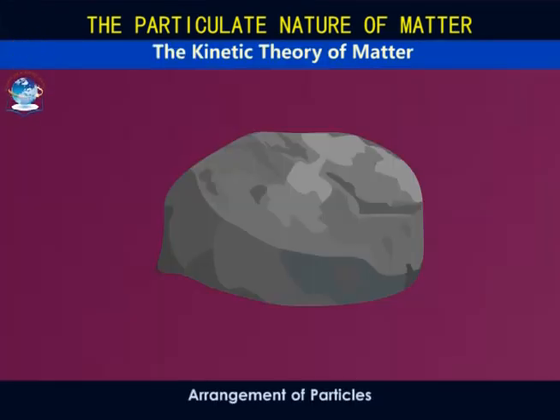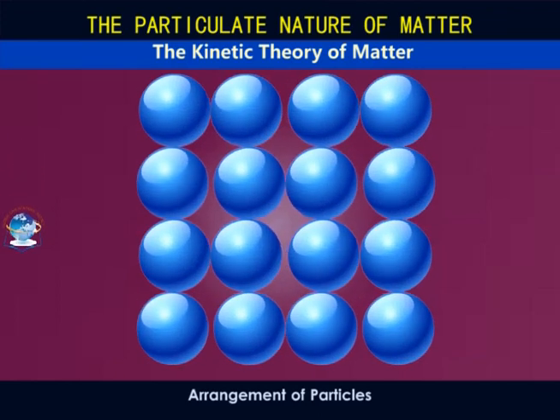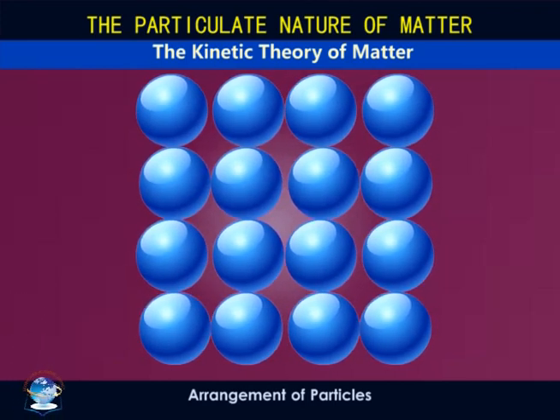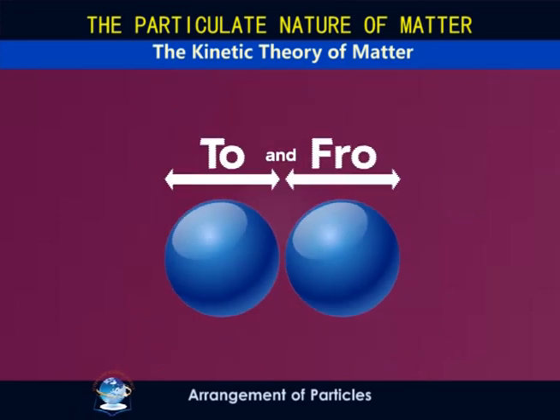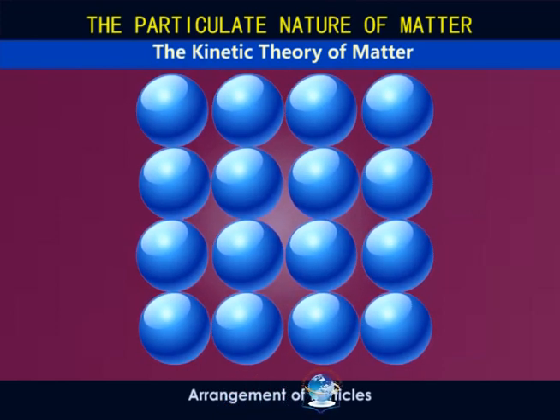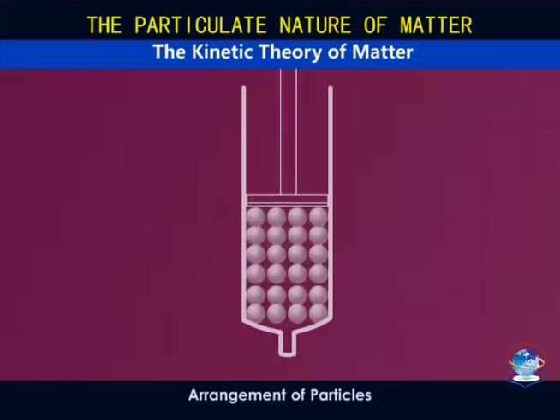Particles in the solid state are closely packed together in a regular pattern and have very small spaces between them. The particles have a strong force of attraction between them, and the only movement that they make are tiny vibrations to and fro. This is why solids are rigid and retain their shape. If we take a stone and put it in a box, it retains its shape. Again, because of the small spaces between the particles, solids are not compressible.